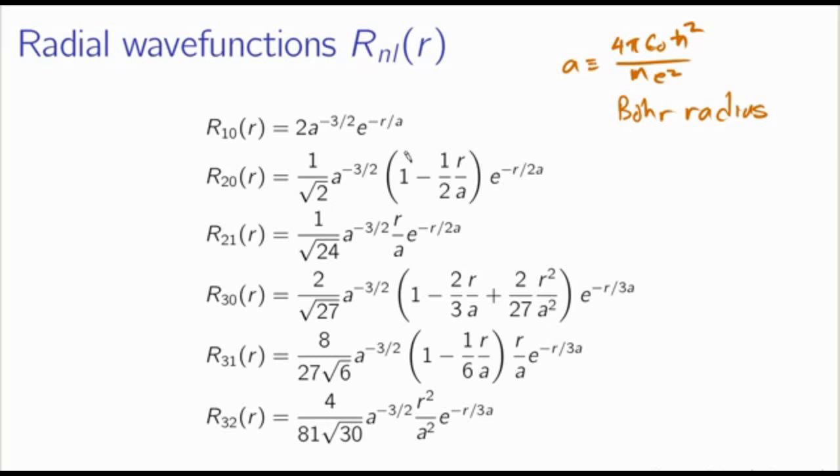You'll notice the next feature after this a to the -3/2 power, for instance here, or here, or here, is a polynomial in the variable r over a. So r over a is essentially the distance from the nucleus in units of the Bohr radius.